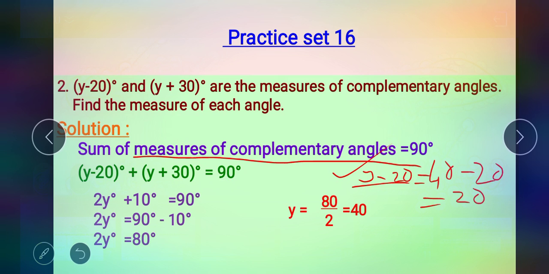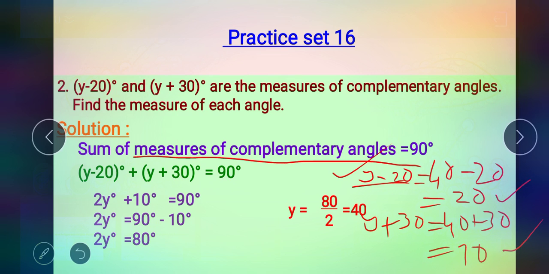Next one is y plus 30. The y value is 40, so 40 plus 30 gives 70 degrees. So the measures of the two angles are 20 and 70 degrees. Students, in this way you can solve the sum and get the answer. This is question number 2.